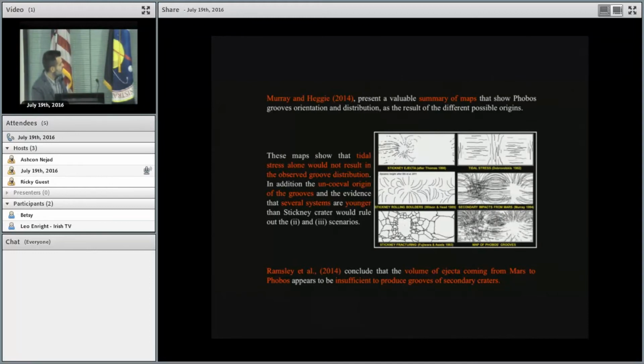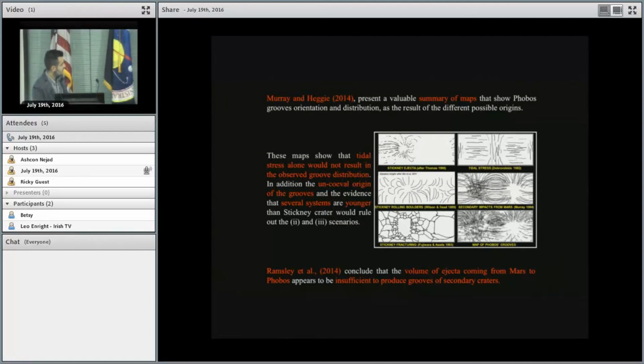These kinds of maps show that, first of all, tidal stress alone is really difficult to use in order to explain the observed groove distribution. Then there is also the problem of a non-coeval origin of the grooves, and there are several systems that are younger than the Stickney crater. So it's tough to say that they depend on the Stickney impact.